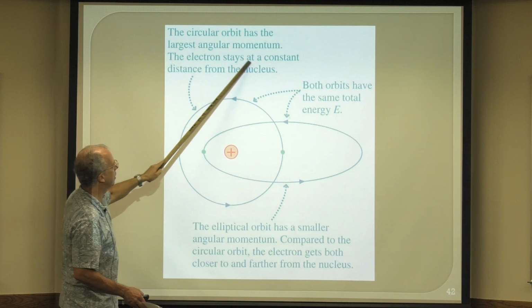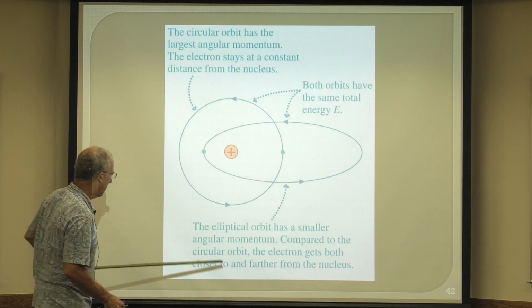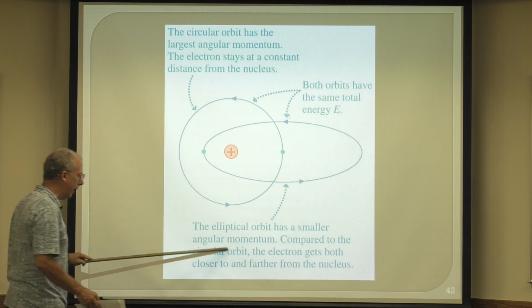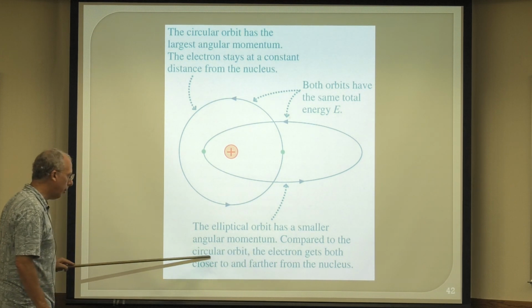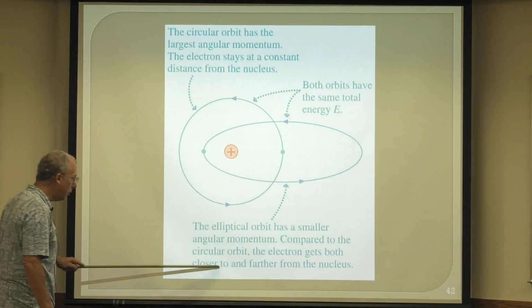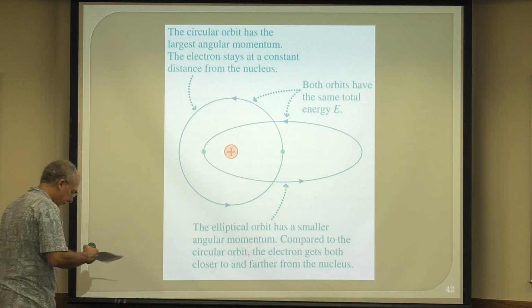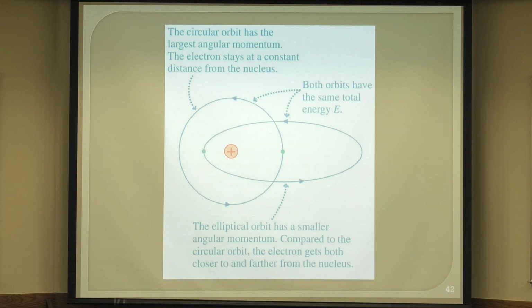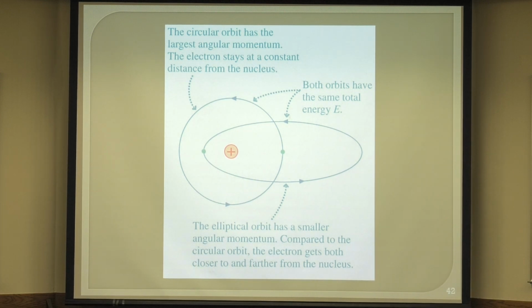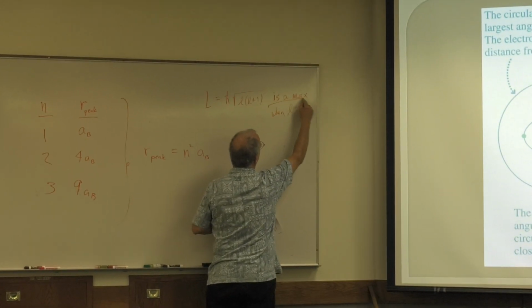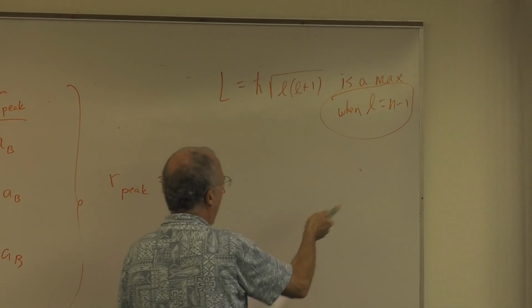The electron stays at a constant distance from the nucleus. The elliptical orbit has a smaller angular momentum. Compared to the circular orbit, the electron gets both closer to and farther from the nucleus. Both orbits have the same total energy, E. Okay? So all I'm saying is that when Bohr figured out his model of the atom, he had circular orbits, right? So circular orbits correspond to maximum L.